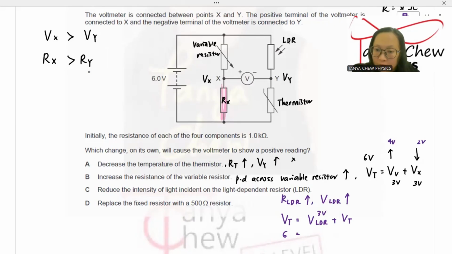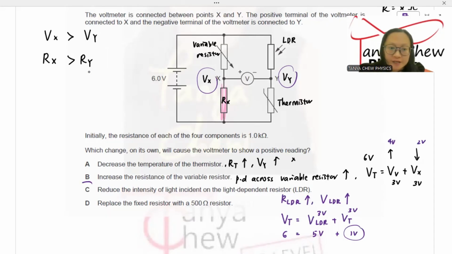Initially it's 3 volt and 3 volt, for example. Now V across the LDR increases. Let's say it increases to 5 volt. Don't you think that the V across the thermistor will have to decrease to 1 volt? When Vy is smaller than Vx, the voltmeter will give you a positive reading. So C is the answer.